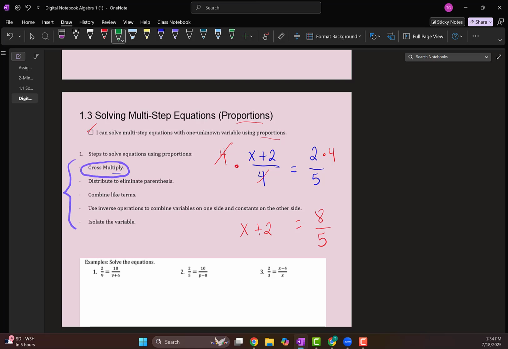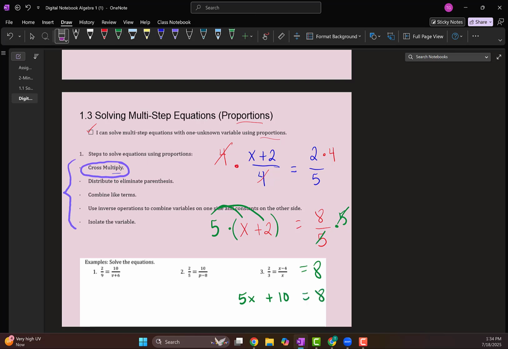So we're going to go through the same process. We're going to eliminate this fraction by getting rid of the divide by 5 by doing the inverse operation and multiply by 5. So we multiply this side by 5 and we multiply this side by 5. This 5 and this 5 divide out and give us 1. 1 multiplied by 8 is just 8. And then on this side, we've got 5x plus 10. We have to distribute that 5 to the x plus 2.